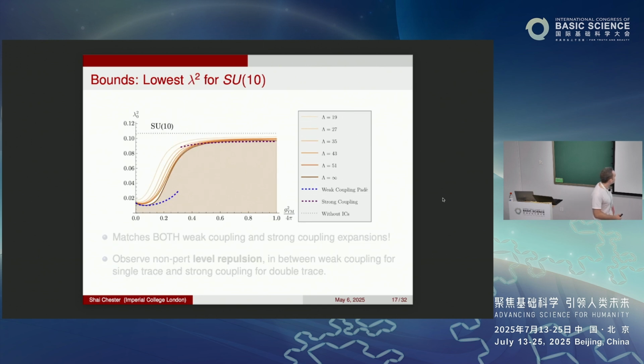So this is an analogous plot for the OPE coefficient. It's a bit more dramatic in that you see a really big change between the single trace regime here at weak coupling and the double trace regime here at strong coupling. And so as I suggested before, we expect that as n goes to infinity, this is going to turn into some kind of step function.